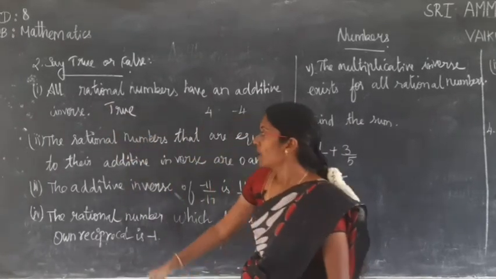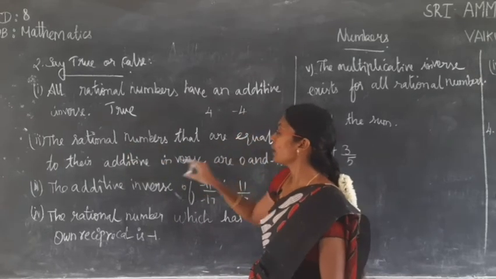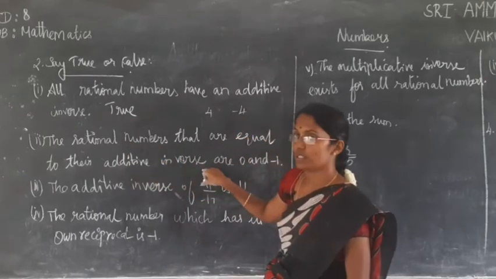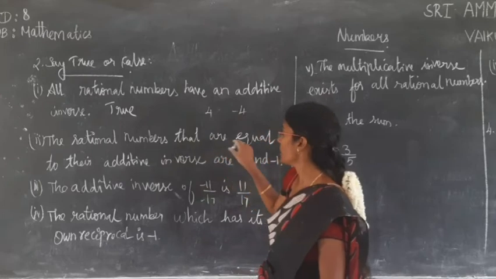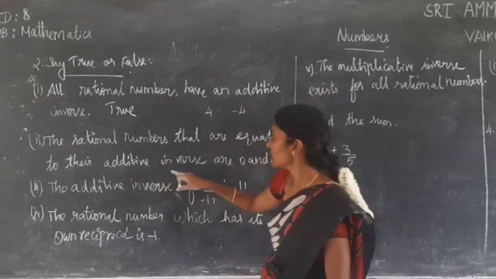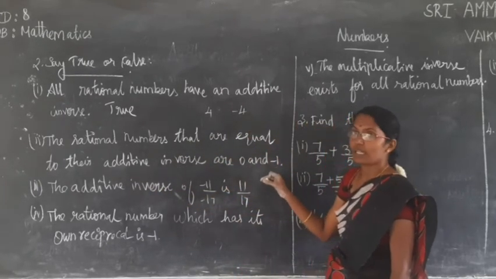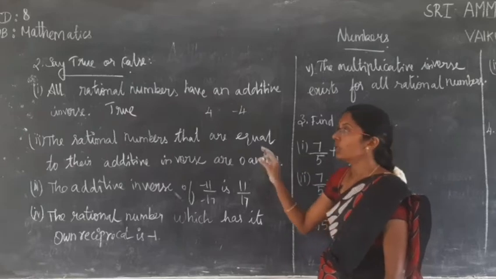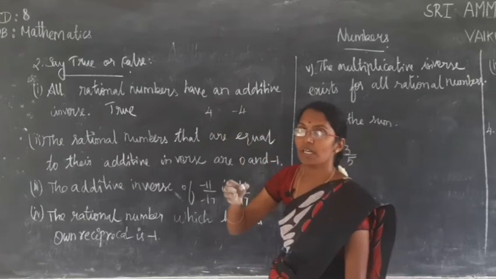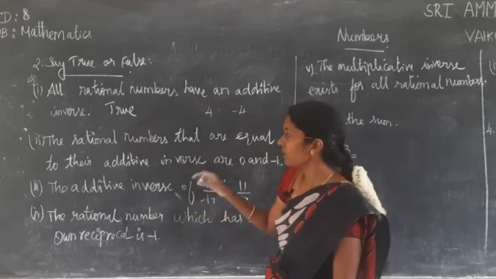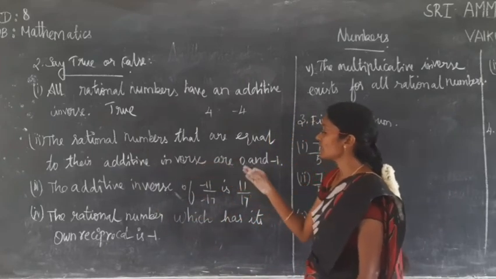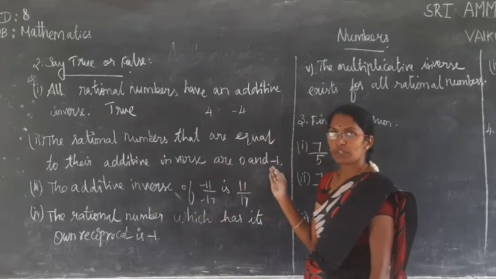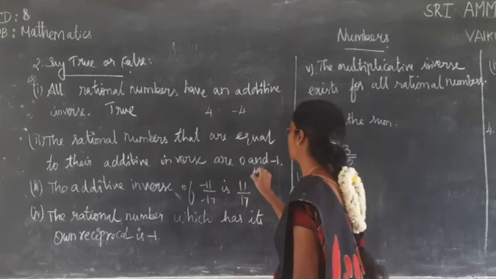So next one, the rational numbers that are equal to their additive inverse are 0 and minus 1. So additive inverse means the same number will get the opposite sign. But here they said that the numbers are 0 and minus 1. So whether the statement is true? No, false.